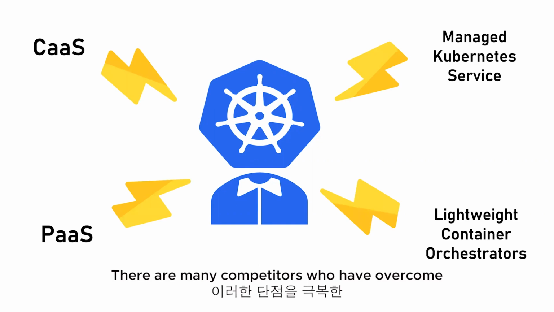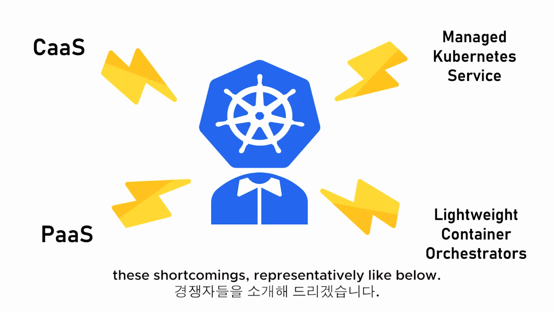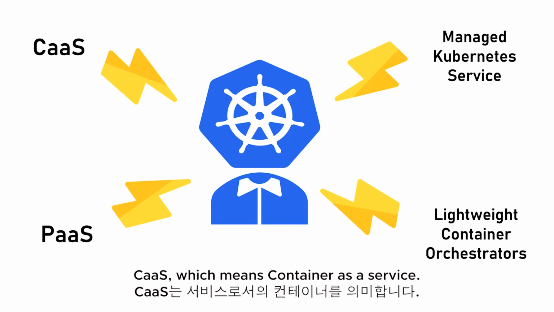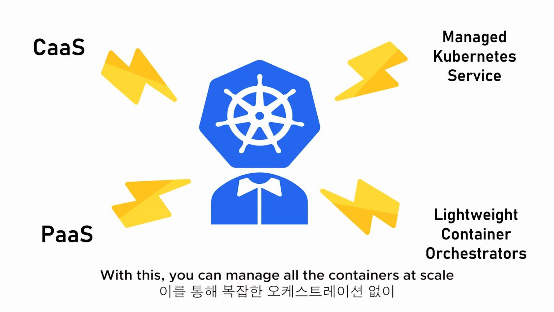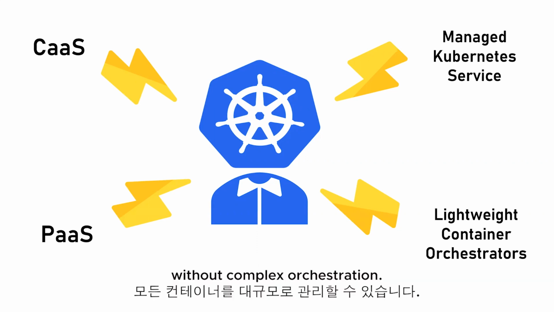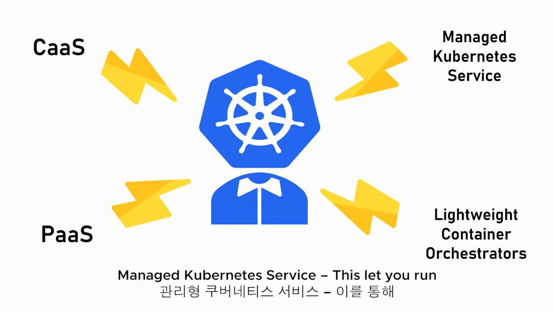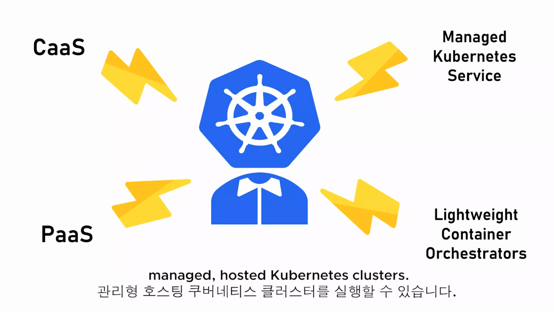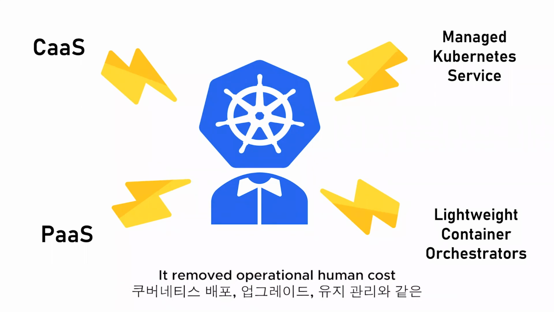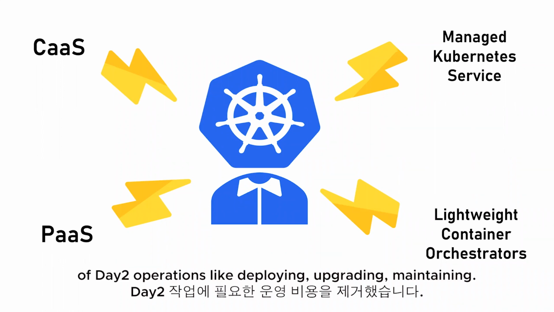There are many competitors who have overcome these shortcomings, representatively like below. First, CaaS, which means container as a service. With this, you can manage all the containers at scale without complex orchestration. Second, managed Kubernetes service. This lets you run a managed, hosted Kubernetes cluster. It removes the operational human cost of data operations like deploying, upgrading, and maintaining Kubernetes.